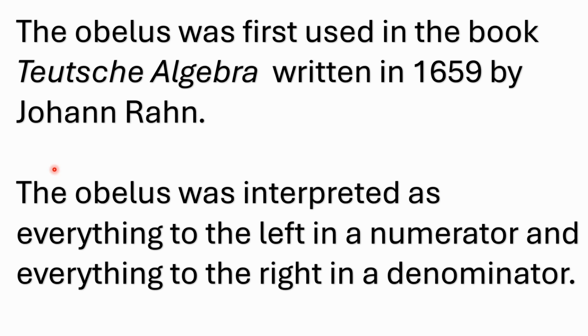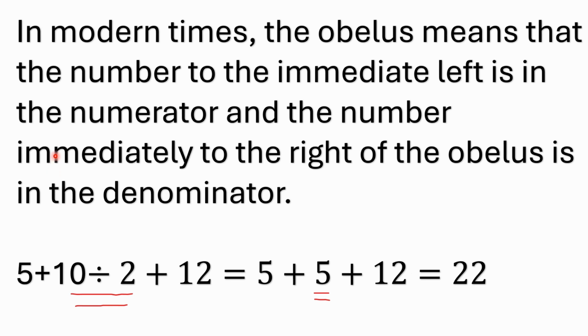So not only could you be thinking of this in terms of implicit multiplication, but depending how you would interpret the obelus, yeah, that changes things. Now, again, I said in modern times the obelus typically means that the number to the immediate left is in the numerator, and the number immediately to the right is in the denominator. So if you had a problem like this, 5 plus 10 divided by 2 plus 12, well, you would do division first, 10 divided by 2. Well, that equals 5. So 5 plus 5 plus 12 is 22.